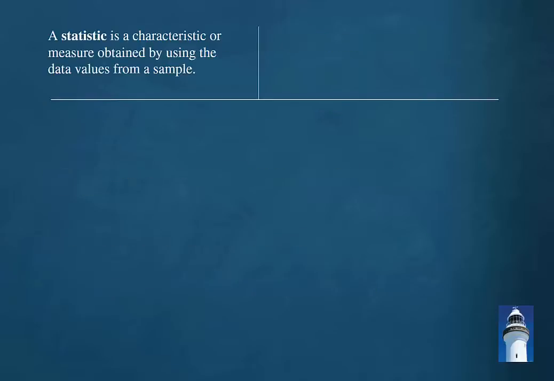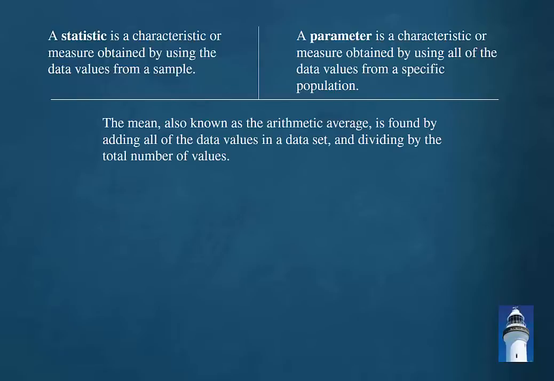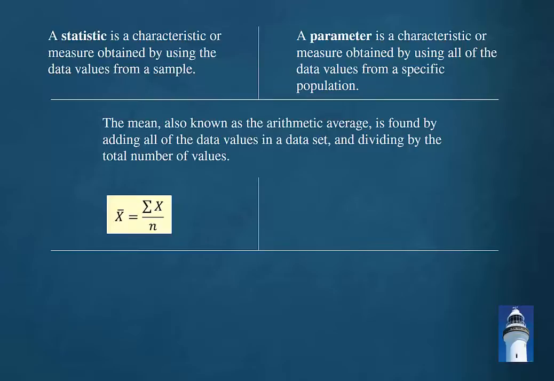A statistic is a characteristic or measure obtained by using the data values from a sample. A parameter is a characteristic or measure obtained by using all of the data values from a specific population. The mean, also known as the arithmetic average, is found by adding all of the data values in a data set and dividing by the total number of values.